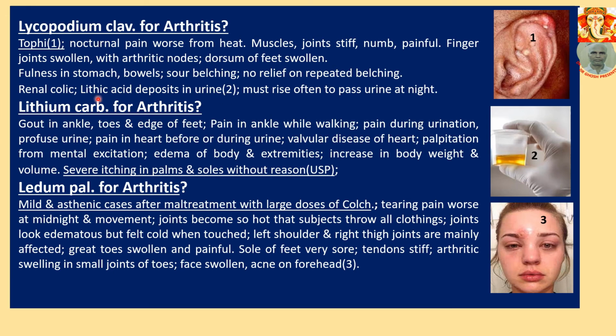And these different types of disease associated with the original disease for which the patient has come to you are called concomitant symptoms or concomitant diseases. These are very interesting and important for selection of medicine. Must rise often to pass urine at night.